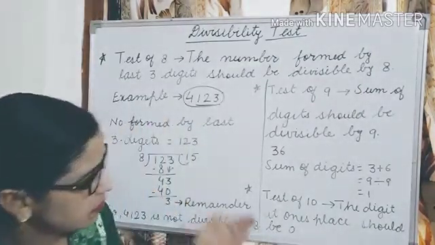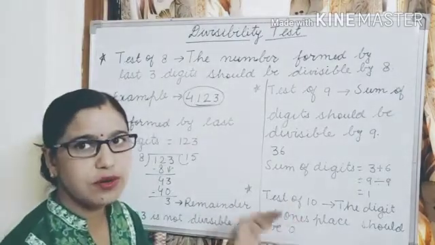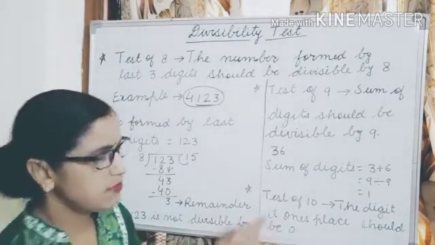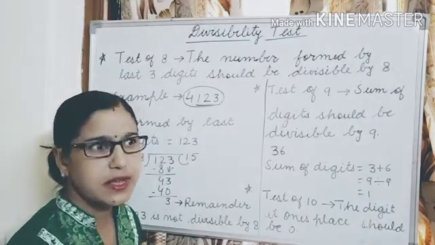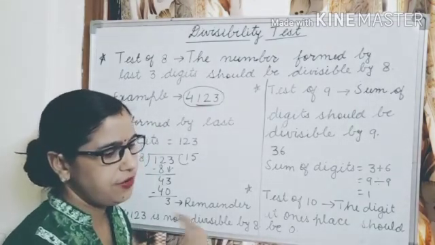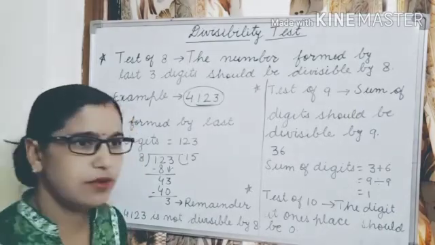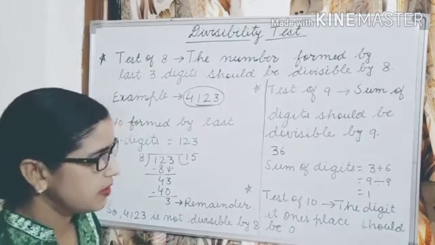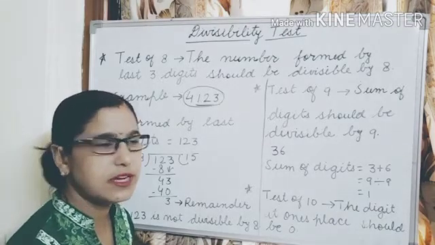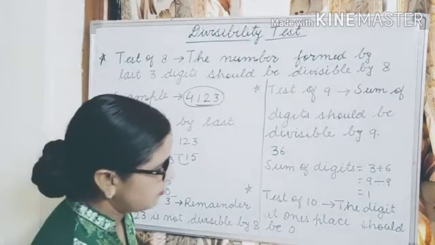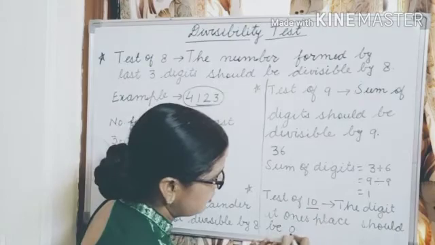If the ones place digit is 0, then that number will be divisible by 10. As you can see, the multiples of 10 are 10, 20, 30, 40, 50. Then what do you get at the ones place? Everywhere we are getting 0 at the ones place. That's why for the test of 10, the ones place digit must be 0.